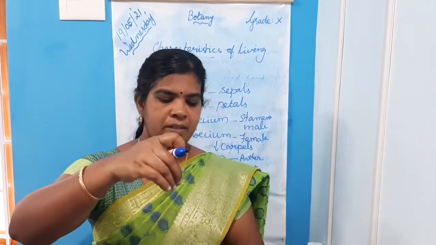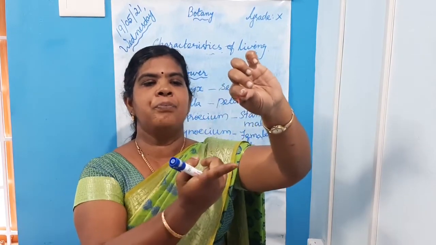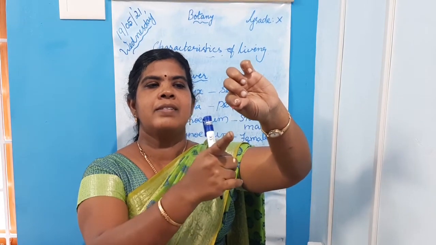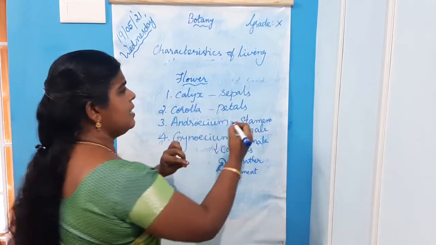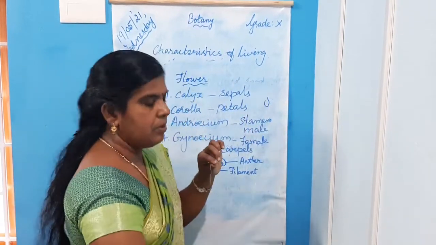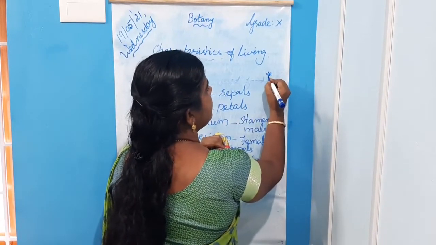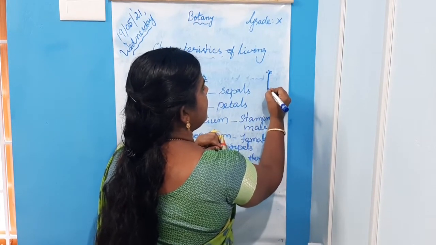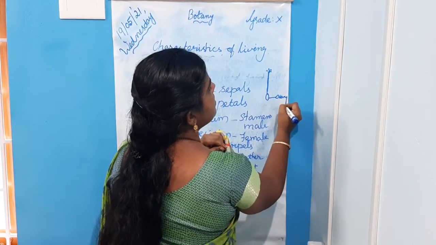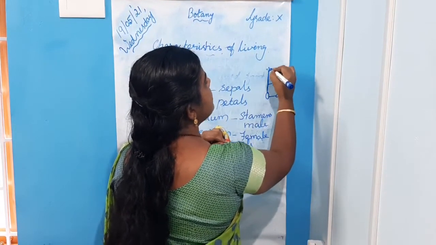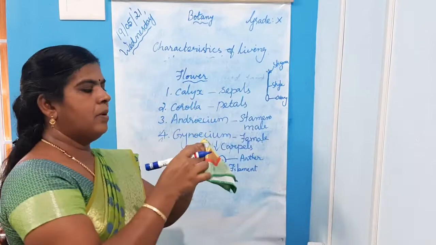See here, it consists of three parts, namely ovary, style and stigma. These are the parts of gynoecium. Here is the stigma, here is the style, and here is the ovary. What are the parts of gynoecium? Ovary, style and stigma.